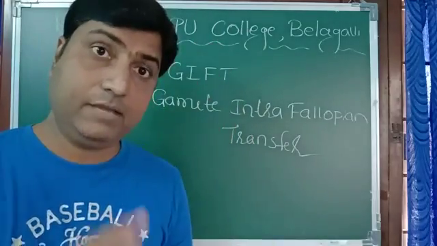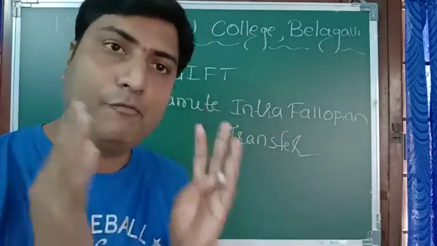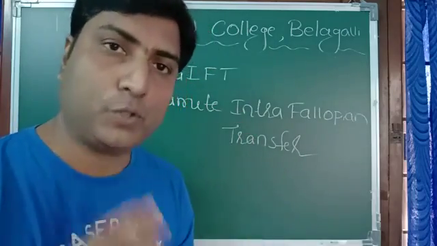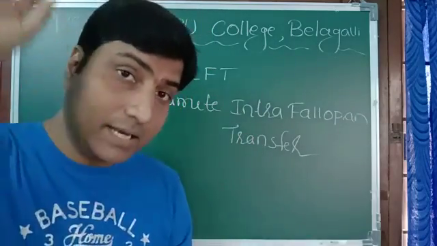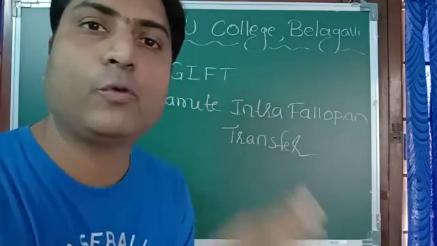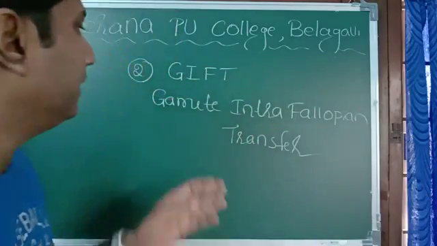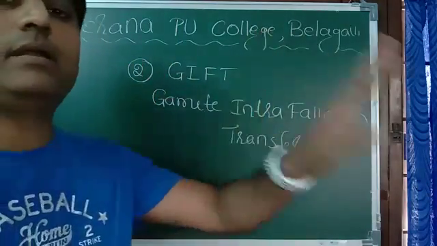In this technique, if a female is unable to produce her gamete, if the mother is unable to produce eggs, then an egg is collected from a donor and placed into her fallopian tube, where exactly the egg is released actually. So it is called gamete intrafallopian transfer.